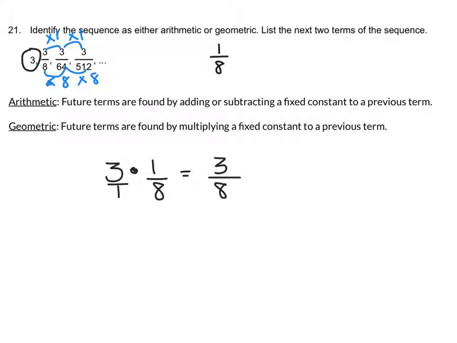And I can do this again. 3/8 times 1/8 is 3 times 1 is 3, and 8 times 8 is 64. And that does give me the third term of the sequence. So this tells me that I'm multiplying by 1/8 to get my next number in the sequence. Since I'm multiplying by a constant term, I have a geometric sequence.